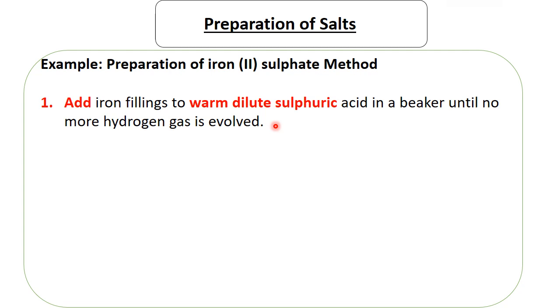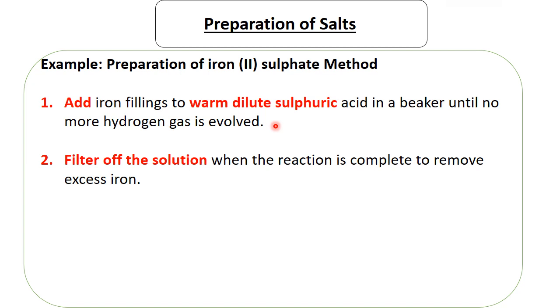So you have to keep on adding. When you add, it shows that the reaction is happening. You reach a point when there's no more hydrogen coming out. When that happens, it means all the molecules of sulfuric acid in that acid have been used up. So there is no more reaction. If you keep on adding, there is nothing you are doing, because there is no reaction. So when you do that, what next?